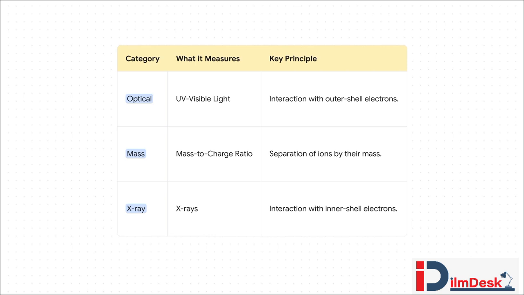Optical methods are kind of like identifying a bell by the unique sound it makes. Mass spectrometry is more like identifying it by its weight. And X-ray spectrometry, that's like taking an X-ray to see its internal structure. Each one tells you something completely different, but equally important.